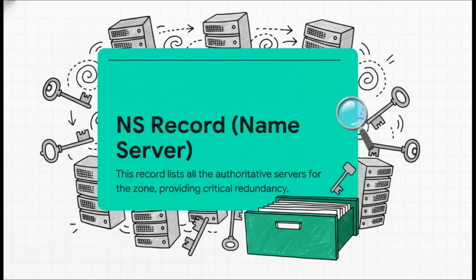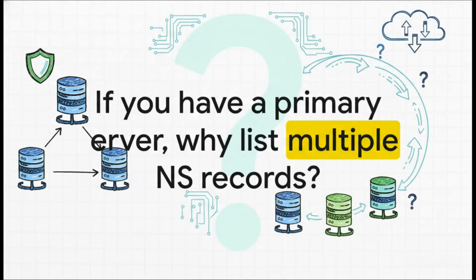Right after that, you've got the NS, or name server record. So if the SOA record is the boss, the NS records are basically a list of everyone who holds a key to that filing cabinet. These are the servers that hold the official, authoritative copies of all the zone's information. Which leads to a pretty logical question, right? If you've got one main server that's in charge, why would you bother listing more than one in your NS records? Why create all that extra work?